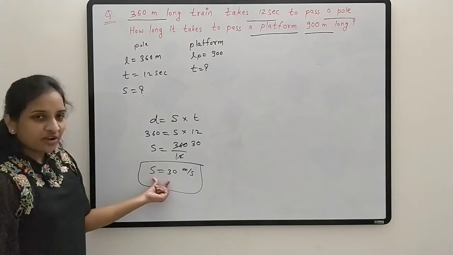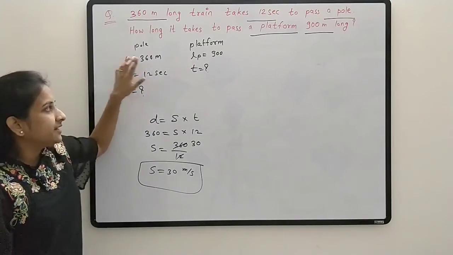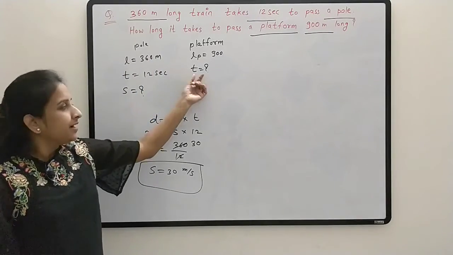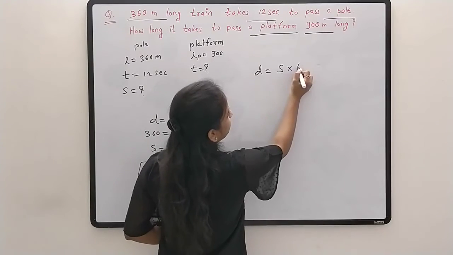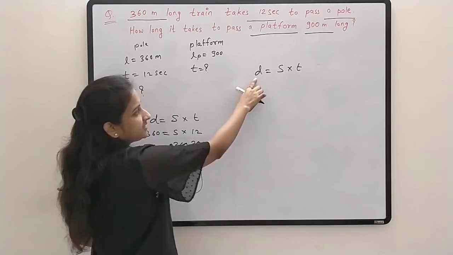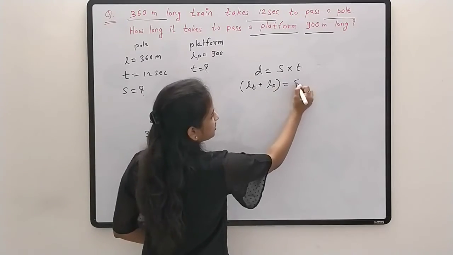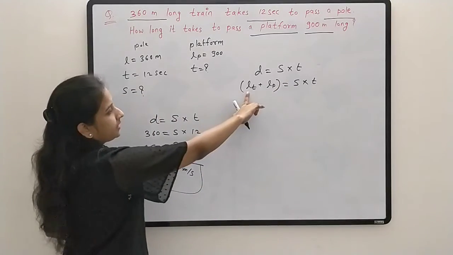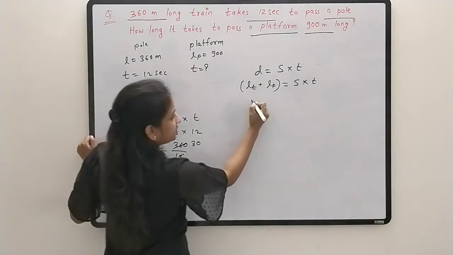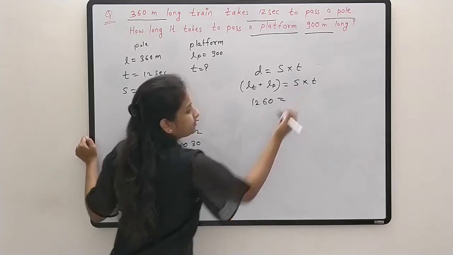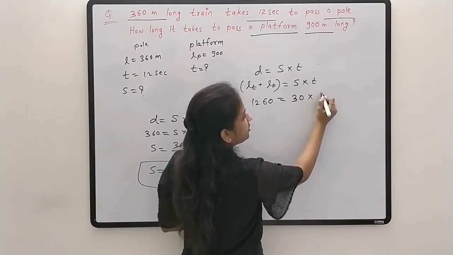Now we have the speed of the train, length of the platform, length of the train. We need to find the time to cross the platform. Again the same formula, D is equal to S into T. Distance here in this case is length of train plus length of platform, equal to speed into time. See, length of train plus length of platform, 360 plus 900. So 1260, right? Speed, just now we have found it, 30 meter per second into T.